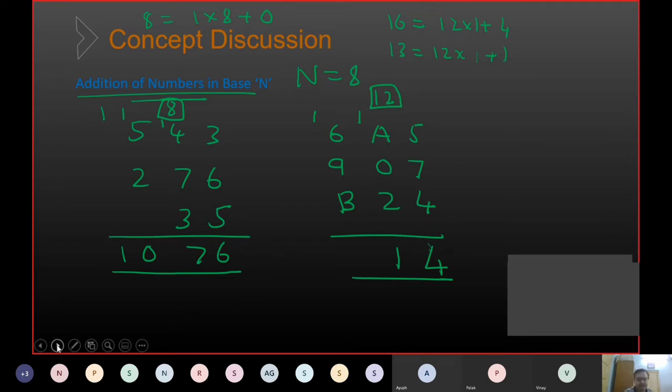Next, what happens? 6 plus 9 is 15 plus 11 is 26. 26 plus a carryover of 1, that is 27. How can you represent 27? 12 into 2 plus 3. So you write 3 here and you're getting a carryover of 2, which will finally add on to your leading digit. So effectively, your number in base 12 will be 2314.